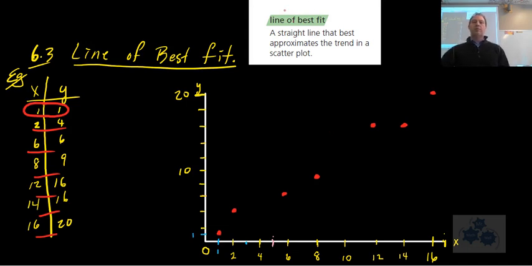Now, the line of best fit, okay? So what is a line of best fit? It is a straight line that best approximates the trend. So we can kind of see that as x increases, what happens to y, generally? As x increases, y increases as well. So we have a bit of a trend where x increases, y increases. Now, the straight line would approximate what this data does.